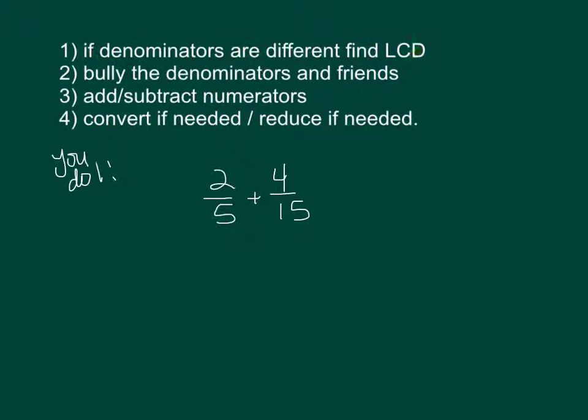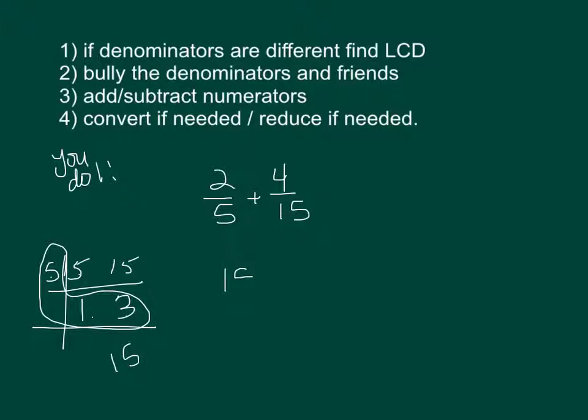If the denominators are different, find the LCM. Well, these are different, so I'm going to put them both on the ladder. A number that divides evenly into both of those is a 5. 5 fits into 5 once, and 5 fits into 15 3 times. There isn't anything that goes into both 1 and 3 other than 1, so I'm stuck. 5 times 1 is 5, 5 times 3 is 15. So the denominator I need to have is 15, because both of these numbers will fit evenly into 15, and that's the whole purpose of this, to find the lowest number that both of them will fit into. That's my goal.